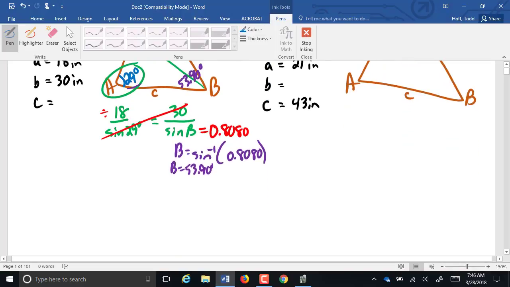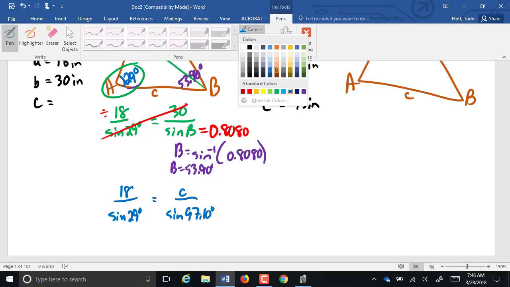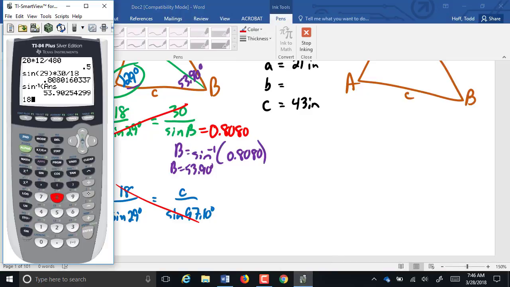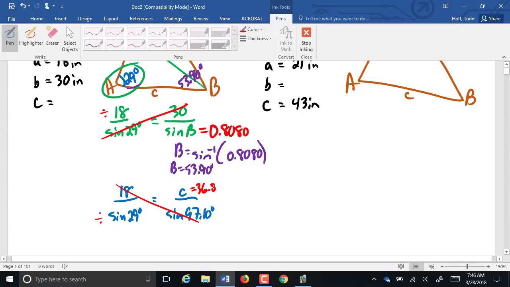We still have the 18 over sine of 29 degrees. Side C goes on top. It's going to be over the sine of 97.1 degrees. So we will cross multiply and divide. 18 times the sine of 97.1, make sure we close that parentheses up, divided by the sine of 29. Gives us 36.84. So C is 36.84 inches.